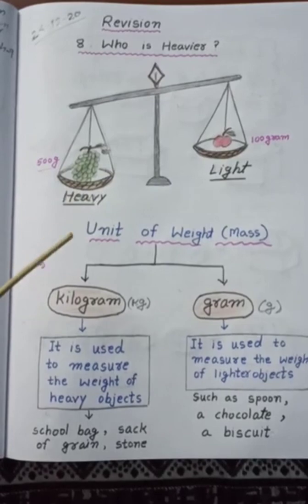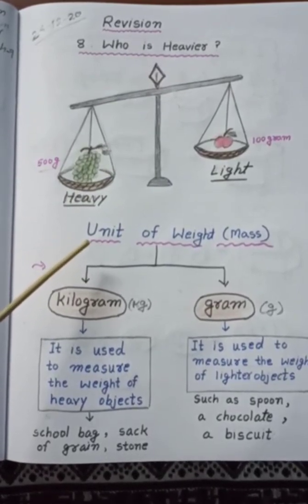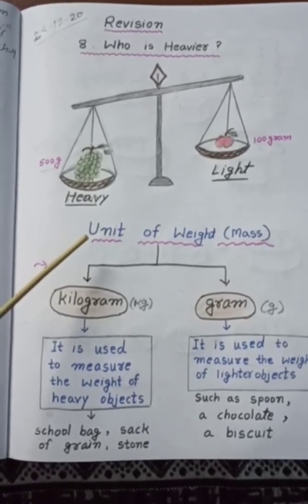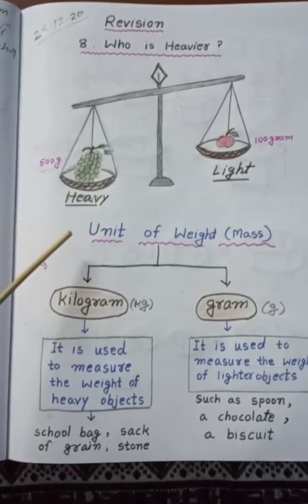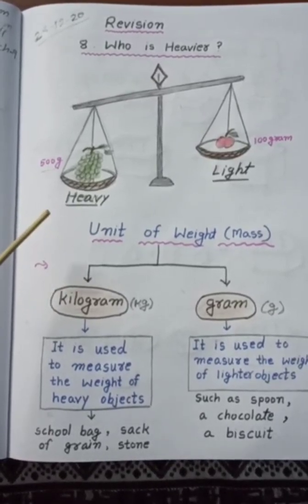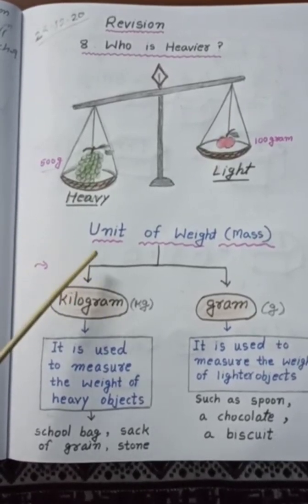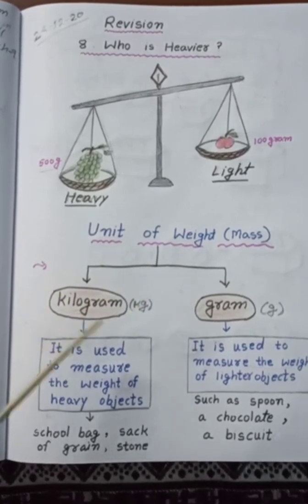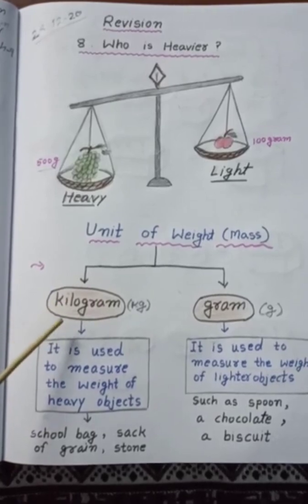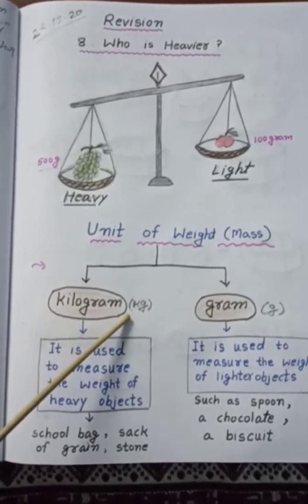Now you know very well, when you go to the market and you have to buy something, suppose you want to take potato, what will you say? You will say, give me 1 kilogram potato or 500 gram potato. So the units of weight are kilogram and gram. The standard unit of weight is kilogram. In short, it is written as kg.